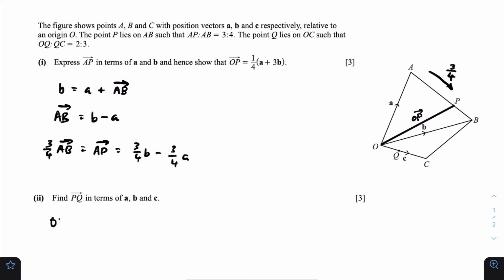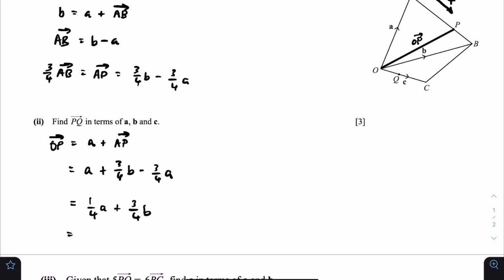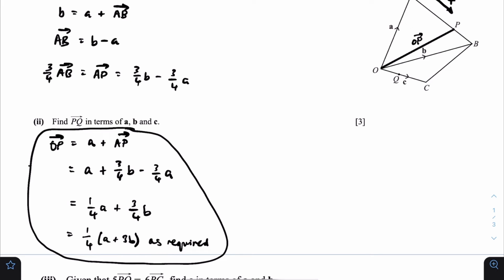If we follow the path, OP is equal to A plus AP. And if we substitute what AP is, we get A plus 3/4 B minus 3/4 A. A minus 3/4 A is the same as 1/4 A, and then 3/4 B remains. And if we factor out the 1/4, we get 1/4 times A plus 3B. And that's as required. Sorry, I don't know why I did it over here. I'm just going to box this and move it up.